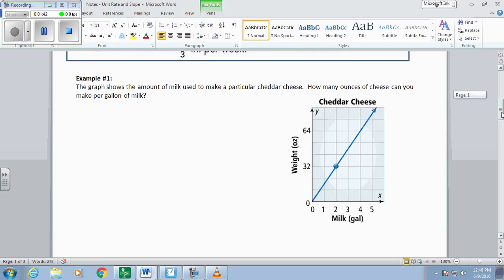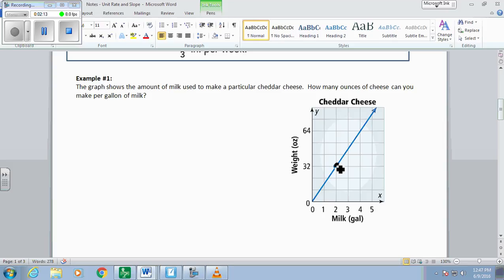Example number 1 states the graph shows the amount of milk used to make a particular cheddar cheese. How many ounces of cheese can you make per gallon of milk? Well, let's get into this. I look at the points that they have plotted for us, and then I only see one point right here at 32 for milk, 2 gallons of milk. Sorry about that. 2 gallons of milk for 32 ounces in weight.